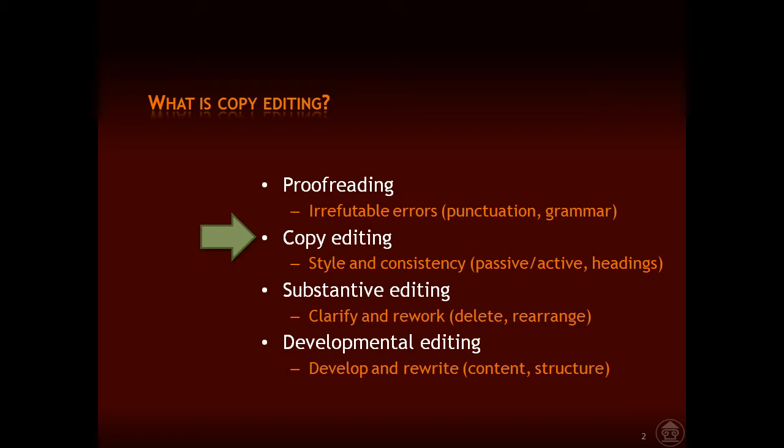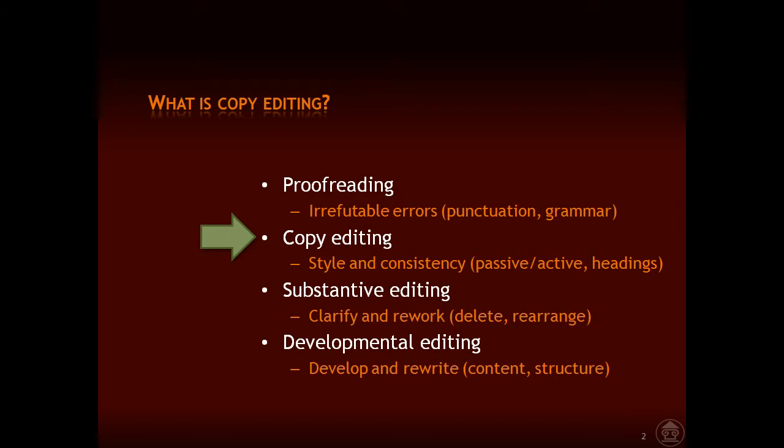Before I begin talking about the practical benefits of academic copy editing, I need to discuss copy editing in general. And the best way to do that is to discuss four types of editing. Proofreading is about removing the irrefutable errors in a manuscript, and that revolves mainly around punctuation and grammar. A step above that is copy editing, which deals with style inconsistency, such as changing passive sentences to active sentences and dealing with formatting issues like headings.